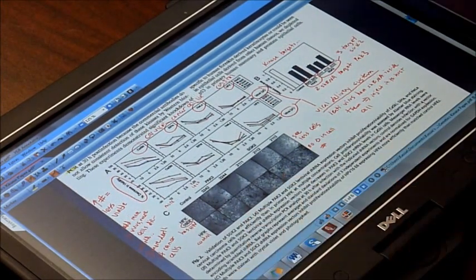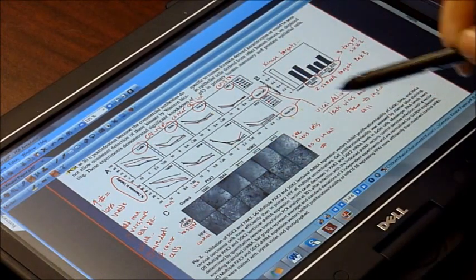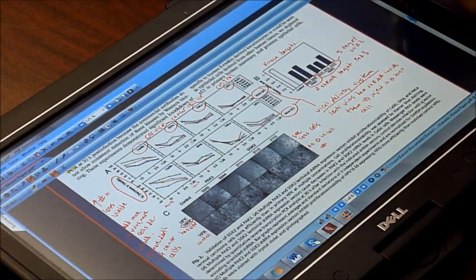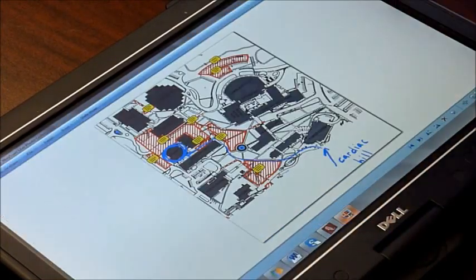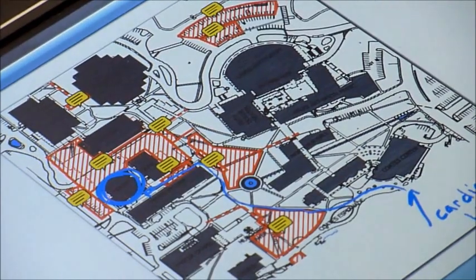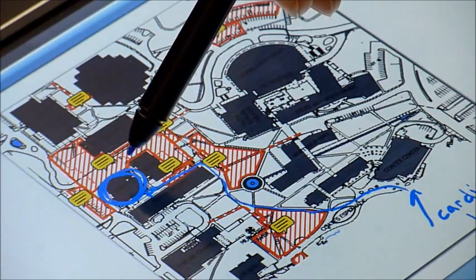So what I do is I go through, and like this, I use the pen and I make notes, especially on the graphs, because in science papers, the graphs are the bulk of the information. So it saves me a bunch of time. With pictures, I've found that it's so easy to draw on them. In this case, I was helping students that I tutor find the building that my tutoring hours are in.